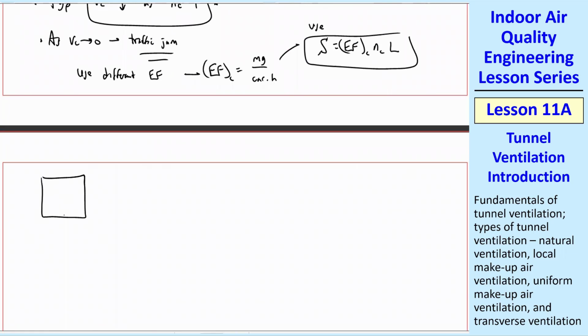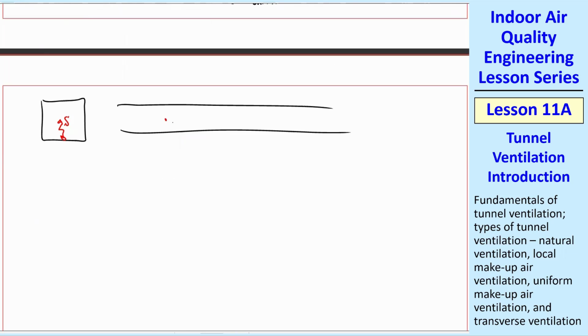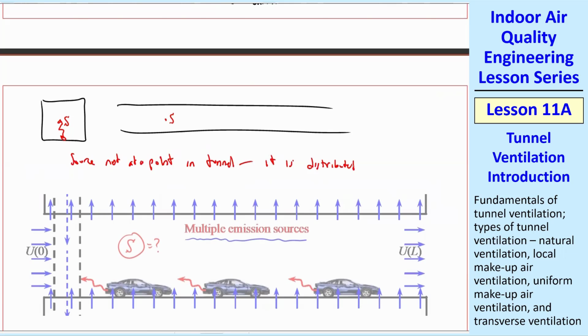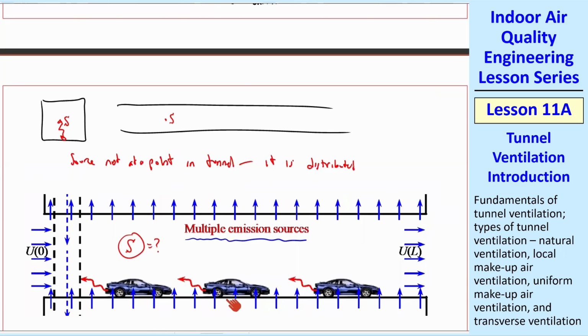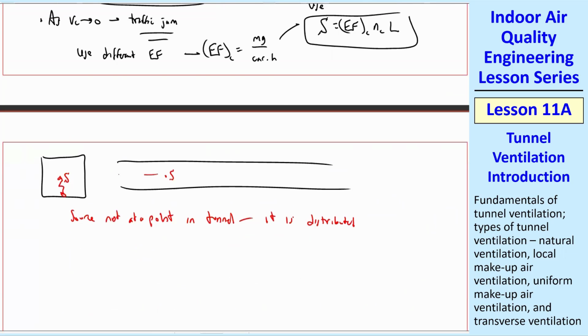Remember, we had this room and then we had a source that was just sitting in one location. And that's what this is now. We have this tunnel and we just have some source, some capital S. But that's not what we want. The source is not at a point in the tunnel. It is distributed. And especially if we're trying to model this as a steady situation, we don't care about these individual cars. We just care about the fact that with X, there's some distributed source that's through the entire tunnel. So we want to somehow distribute that S through the whole tunnel.